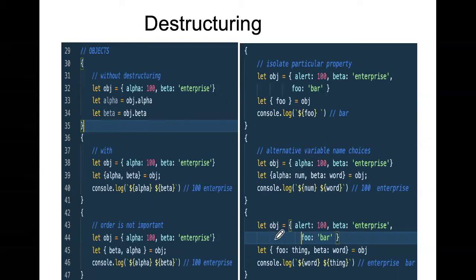And something similar is going on down here. Again, it looks like I'm only interested in the foo key and the beta key. I'm not interested in the alpha key, but I do want to rename the variable to something else.